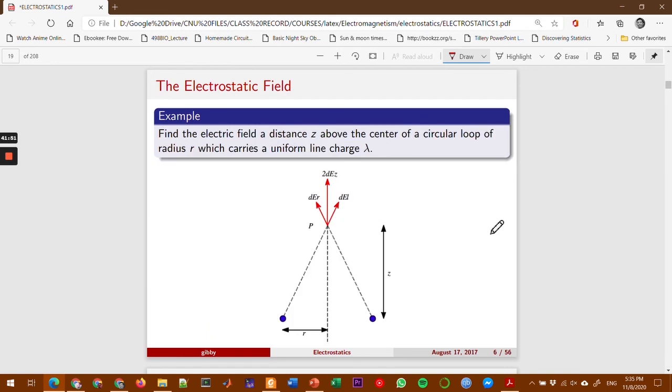How about this one? Find the electric field at a distance z above the center of a circular loop. So we have a circular loop, and at its center a distance z above is point P. What is the electric field? The circular loop has radius r and a uniform line charge, since it is a line, just circular, so each segment of the ring has charge density lambda.